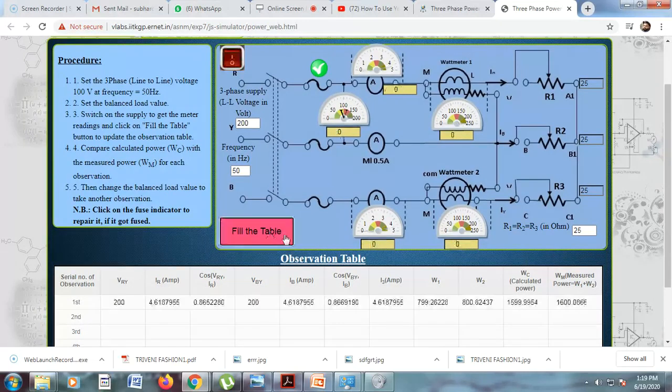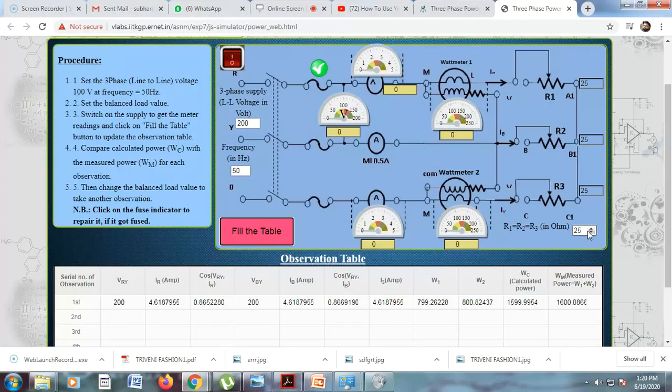Click here and it automatically fills the table: VRY is 200 volt, IR is the current, and cos phi is 0.865222080. This is the resistive load, so cos phi is nearly about 1. Then W1 and W2, and the calculation is VR into IR into cos phi R, that is the calculated value, and the measured value is W1 plus W2. Okay, now we take 3 or 4 readings.